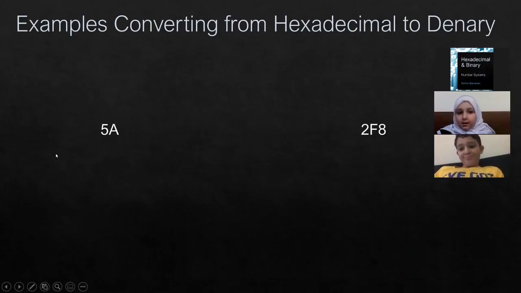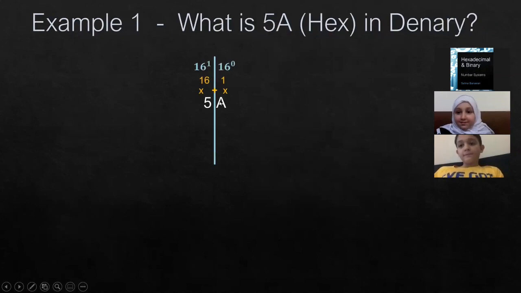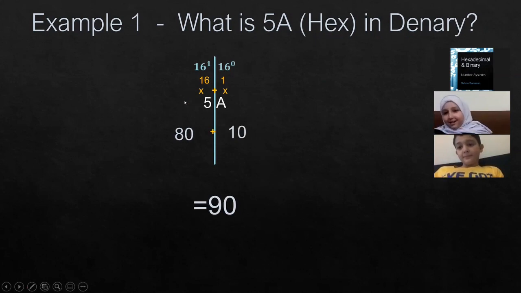So how do we convert 5A, which is hexadecimal, to denary? What do you think we're going to do? Okay, what do you think, Hamza? A equals 10 times 1, and 5 equals 5 times 16. Fantastic. That's exactly what we're going to do. A times 1 is equal to 10, plus 5 times 16 is equal to 80. So the answer is 90.